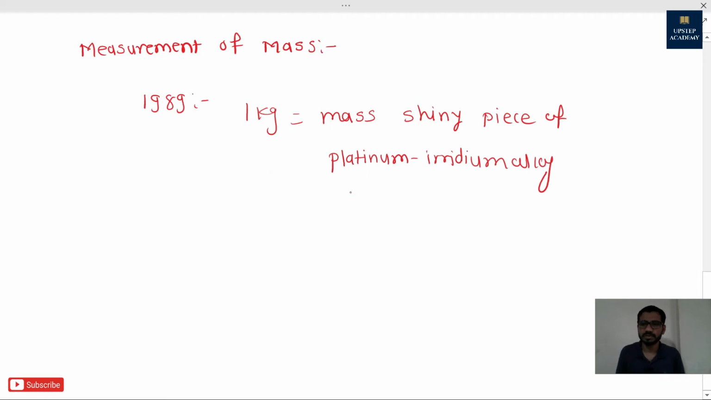Now the question may arise: what exactly is the quantity of that platinum iridium alloy? That quantity was taken randomly and said to be 1 kilogram. But this unit is not that precise, because even though the platinum iridium alloy was kept in a special glass vessel, dust particles from the atmosphere were entering that vessel and changing the standard mass of 1 kilogram. So that's why there was a need to use another method.